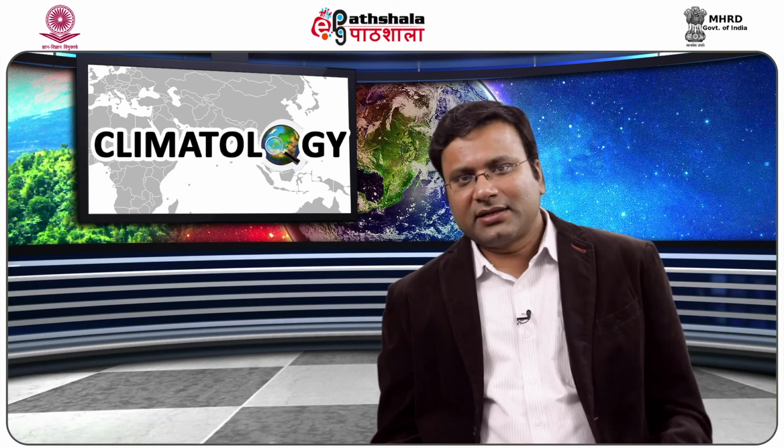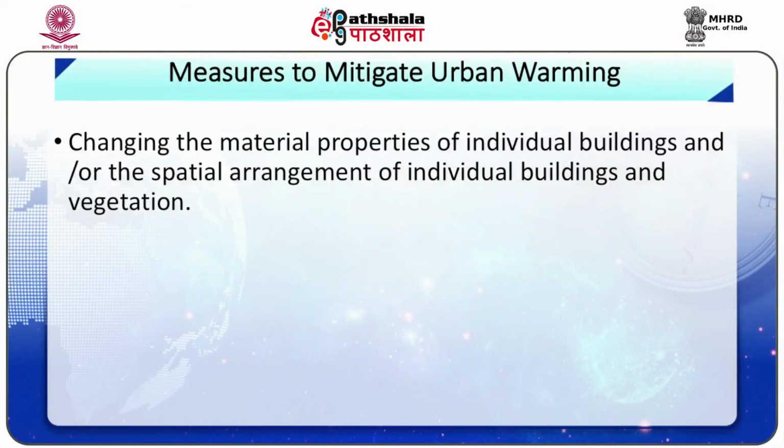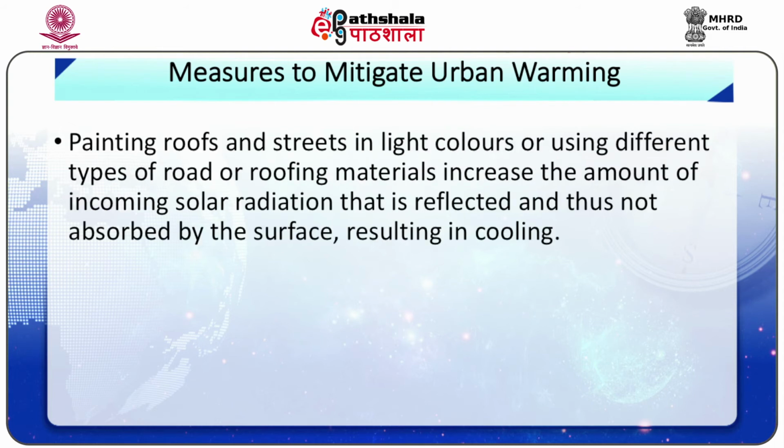So, how to mitigate this urban warming? The following measures and strategies can be used and enforced to mitigate urban warming. First, changing the material properties of individual buildings and or the spatial arrangement of individual buildings and vegetation. Then, painting roofs and streets in light colors or using different types of road or roofing materials increase the amount of incoming solar radiation that is reflected and thus not absorbed by the surface, resulting in cooling.